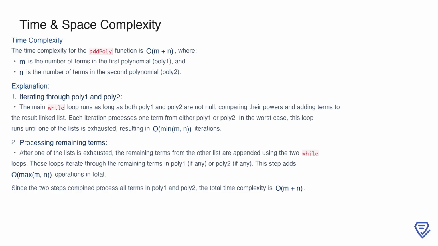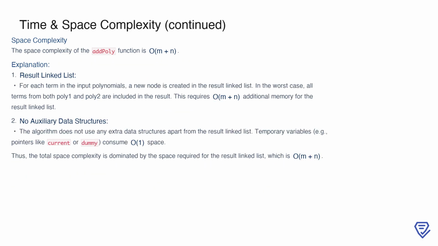When we combine these two steps, every term in both polynomials is processed exactly once, giving us the overall time complexity of O(m + n). The space complexity of the addPoly function is primarily determined by the size of the result linked list. For each term in the input polynomials, a new node is created in the output. In the worst case, all terms from both poly 1 and poly 2 are included in the result, which means O(m + n) space is required for the result linked list.